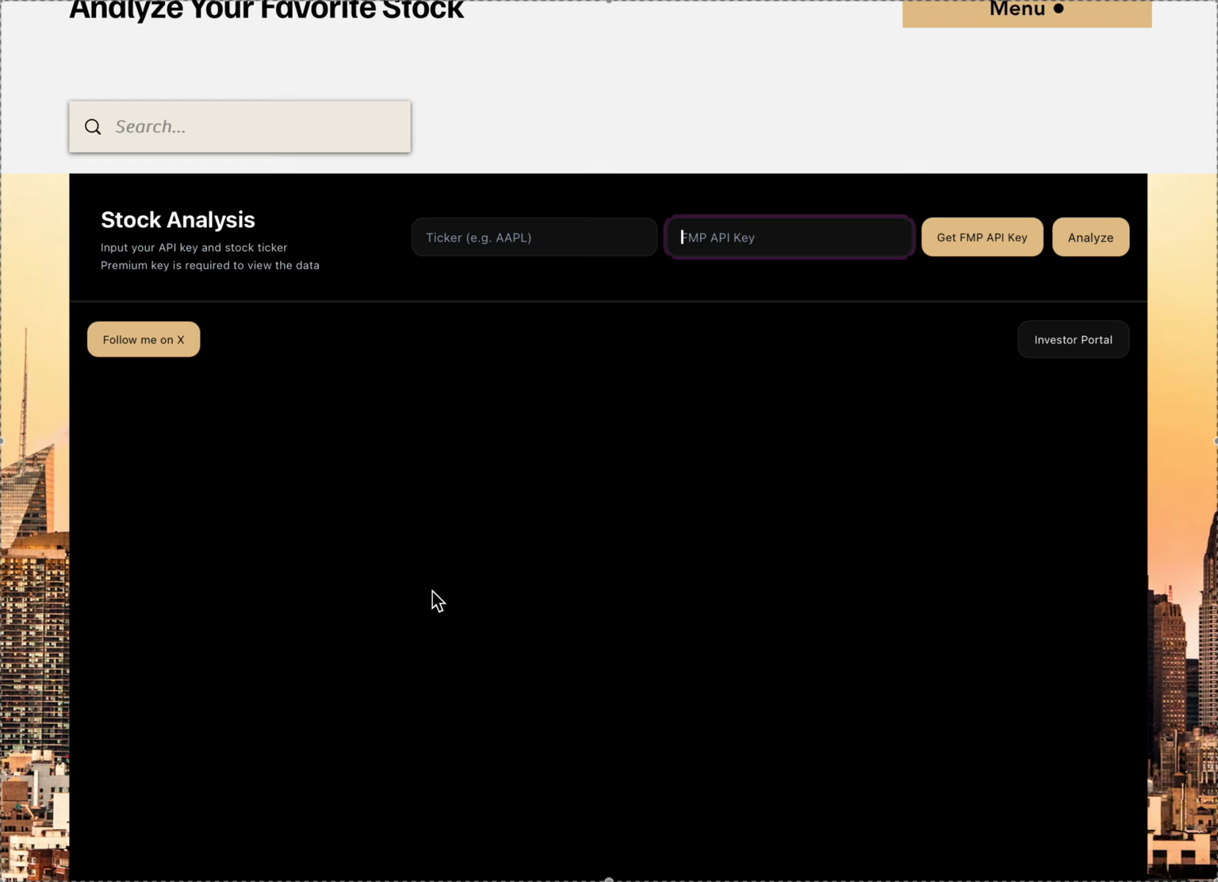All right, dear investors. Today I want to show you a very interesting single page web application. It's called Stock Analysis. It is ideal for someone who wants to choose a stock.